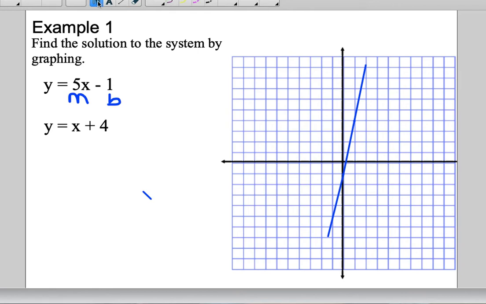Now for our second line, we've got a y-intercept of 4. So 1, 2, 3, 4. This b value is 4. Our slope here, we don't actually see a number, so we assume that it is 1. From here, we're going to go up 1 and over 1, and then we are going to draw our line.